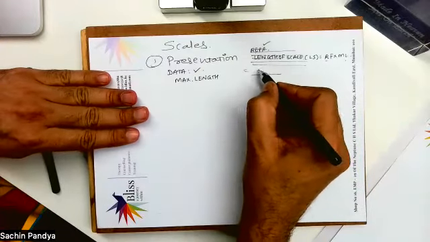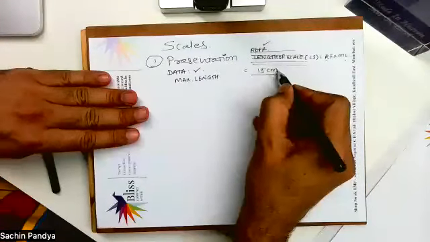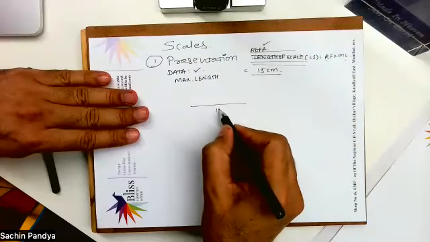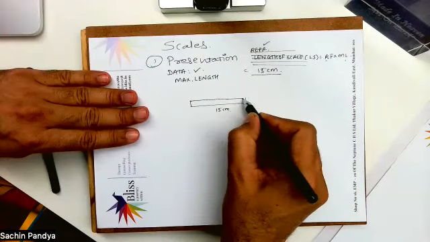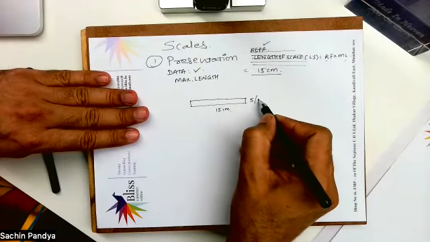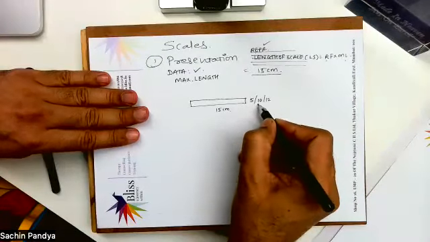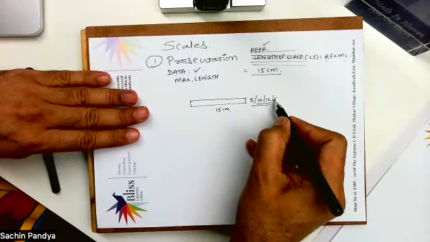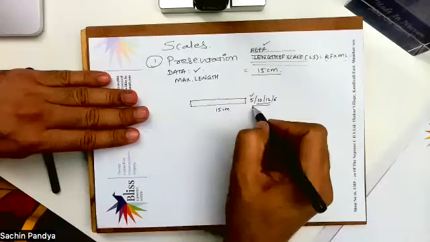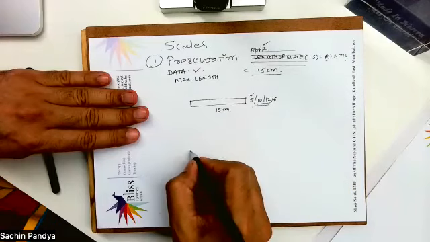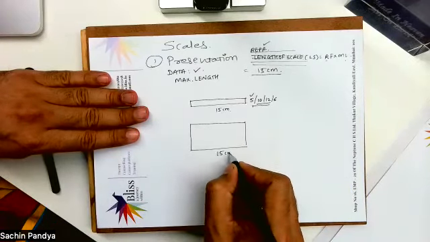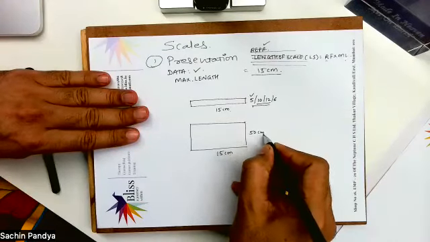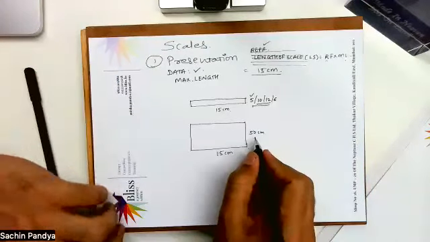After getting the answer, let's say if you have 15 centimeter as the answer, you draw 15 centimeter, and let's say it is a plain scale. So we take height 5 millimeter. Now this height can be 5, 10, 12, whatever you want, 6, right? So I'm taking 5. So in plain scale, we take height 5. And in diagonal scale, we take height 15 centimeter, 50 centimeter. You got it?